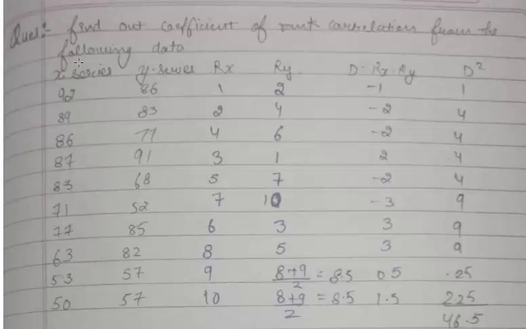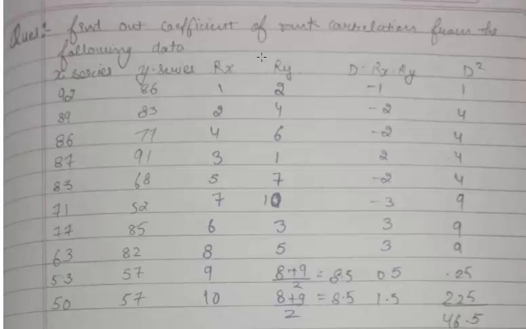So ranks for the x series. First we assign rank 1 to the highest value. Here the highest value is 92, so the rank is 1. Next value is 89, so rank is 2. Next value is 87, rank is 3. Next value is 86, rank is 4. 83, 5. After this next value is 77, 6. Then 71, 7. 68, 8. 53, 9, and 50 is 10. The highest rank is given to the first value, then lower and lower.